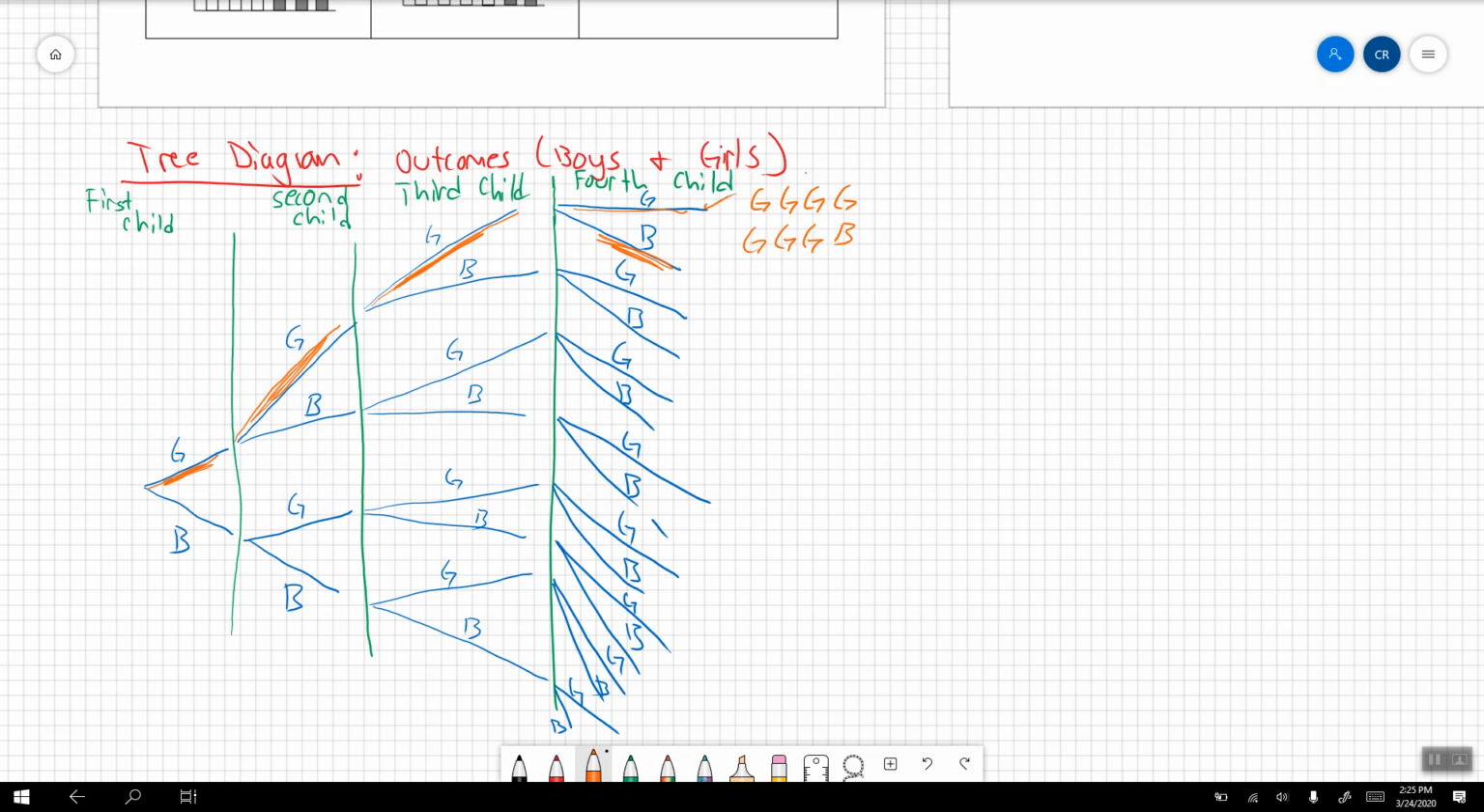So we already got this branch, and this branch. Let's go down the third branch, fourth child down. So that's girl, girl, this time boy, and then girl. Girl, girl, boy, girl. Nice, that was the third branch. Let's look at the fourth branch. Girl, girl, boy, boy. And we're going to keep going. All right, so that was that fourth branch.